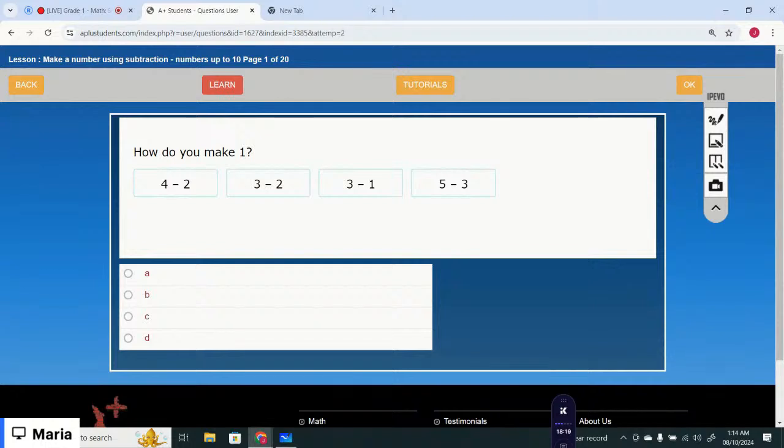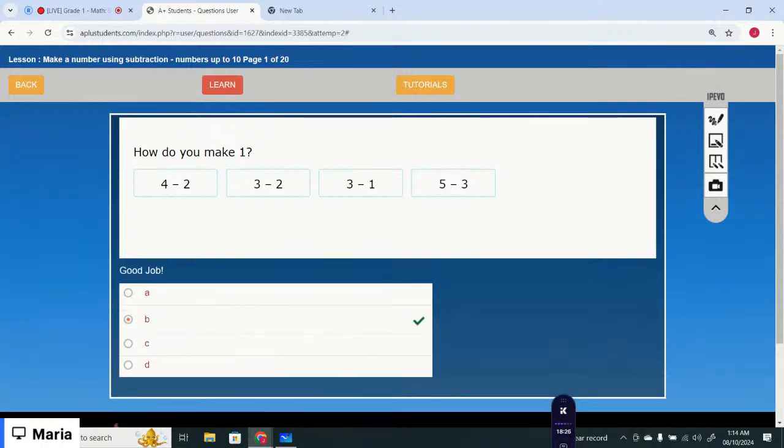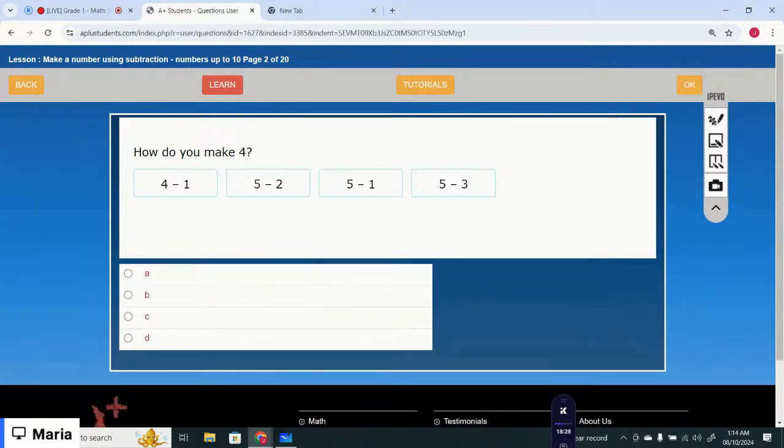So you are given 4 of the options. Very good. That is 3 take away 2. Option number B is the correct option. That makes 1, right? The only option that makes 1 is 3 take away 2.